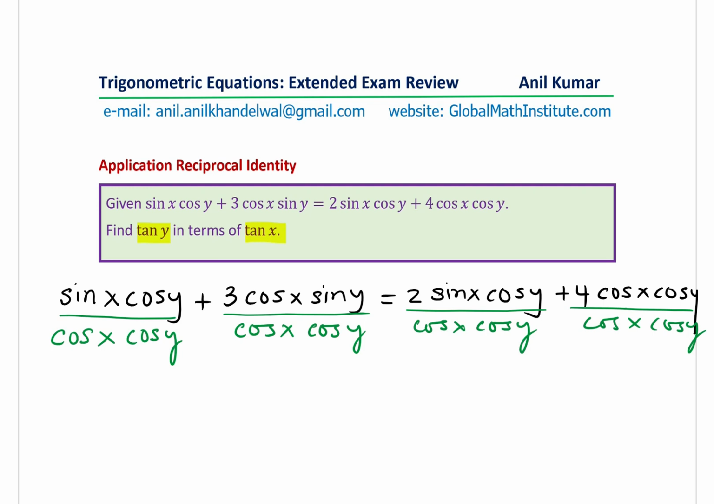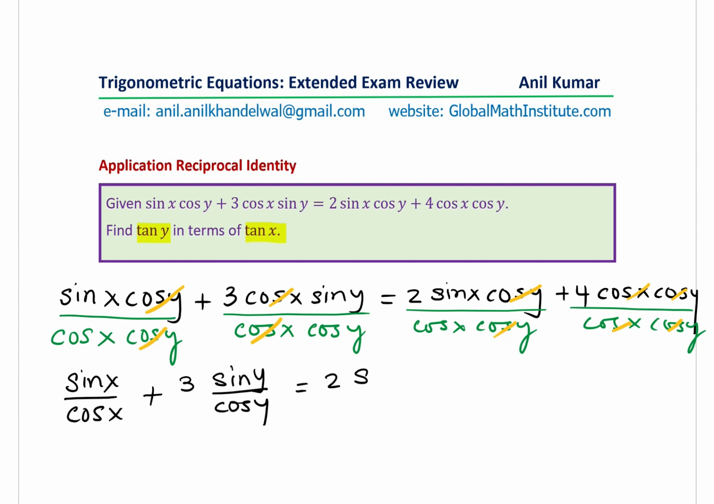So what do you get? In the very first one, as you can see, cos y cancels. Then we have cos x cancelling and cos y cancelling. And here all the four terms cancel. What remains is sin x over cos x, plus 3 times sin y over cos y, and here we have 2 times sin x over cos x, and then we have plus 4 here. So clearly we get our tan y right there.